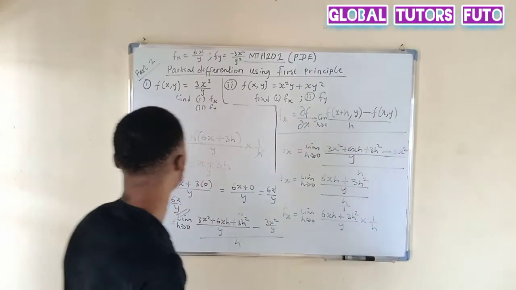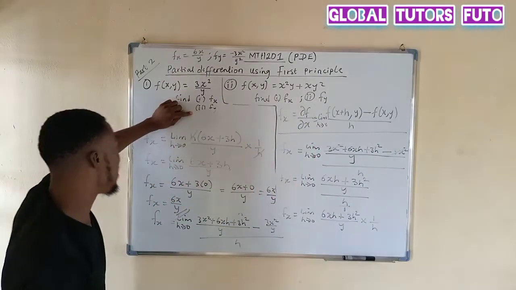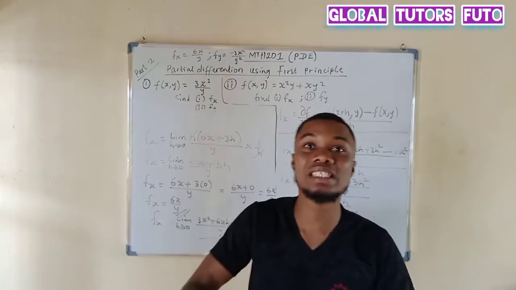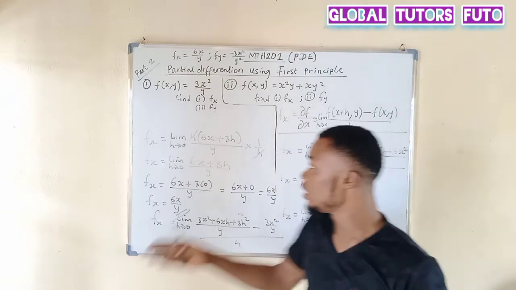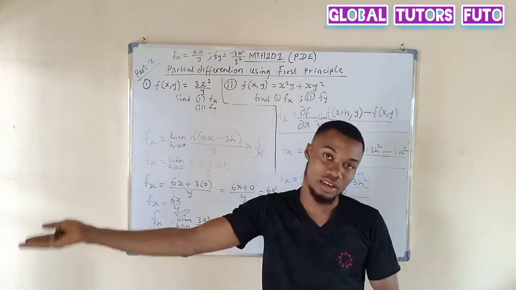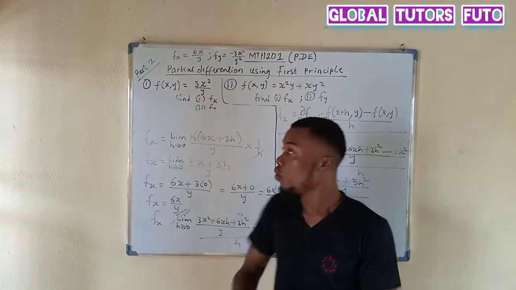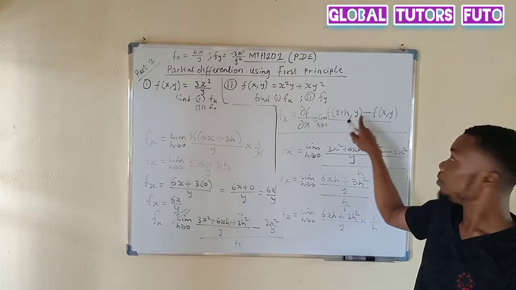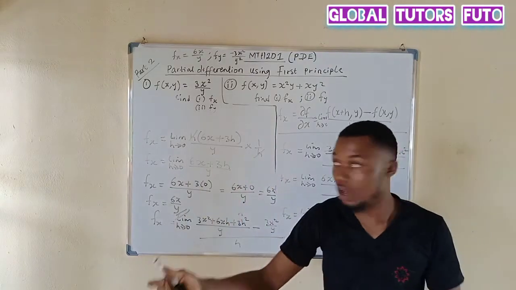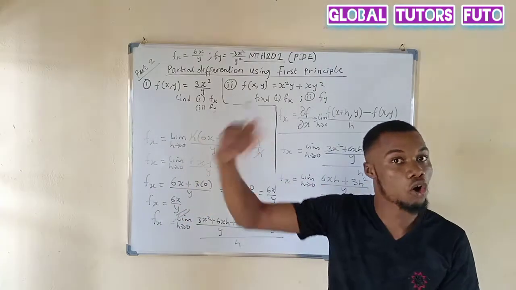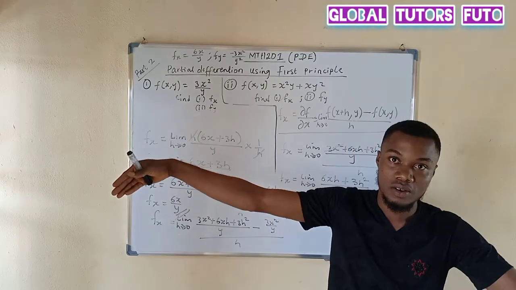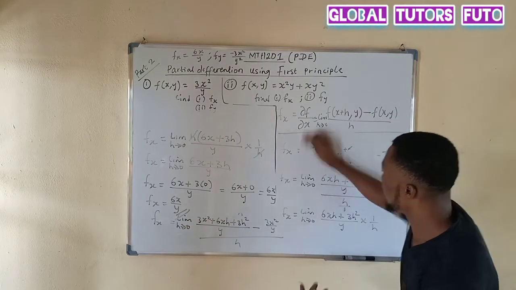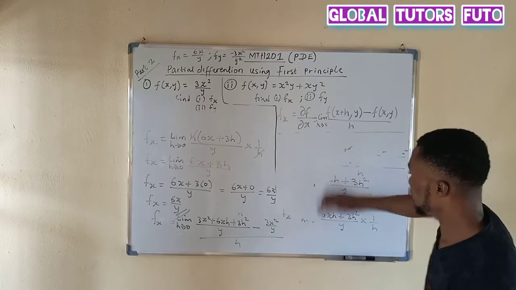So let's solve question number 2, that is part II. We are asked to find f of y, that is the partial derivative with respect to y. It is still the same principle, but in this one the change will be for y. When you're solving for f of x, we are using f of x plus h, y minus this. So if you are solving for f of y, it means that the change occurred in y, not in x. So let us formulate this. Let me make a space here.